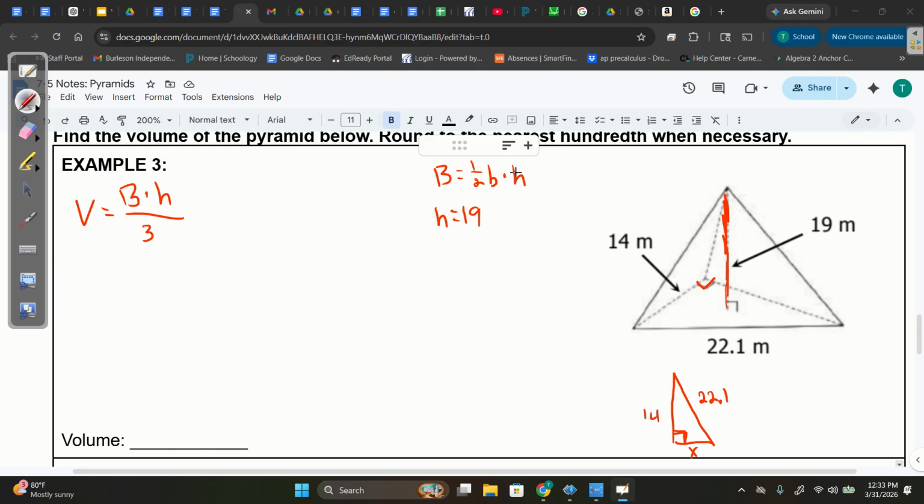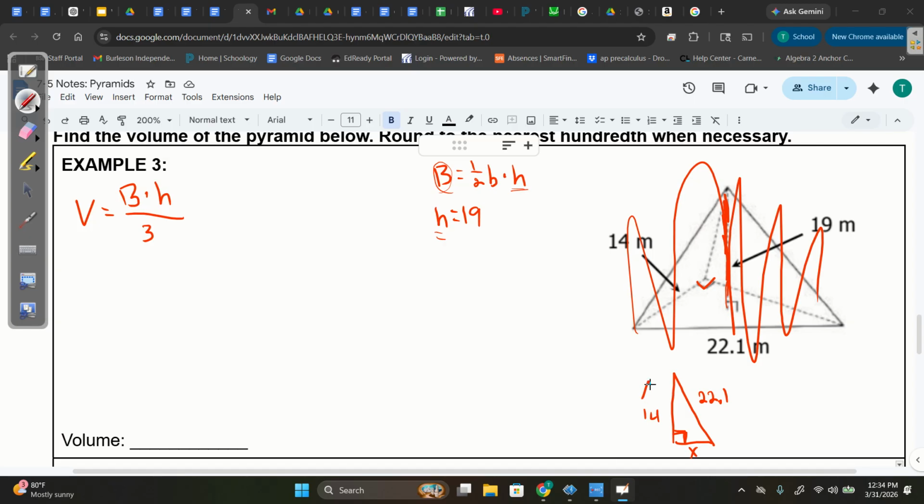Now, as a quick side note, this h here and this h here are different heights. This refers to the height of my base. This refers to the height of my prism. So whenever we're looking for big B, we're going to ignore the prism and just look at my 2D shape. Because I'm missing this side here, I have to use Pythagorean theorem to find it first.